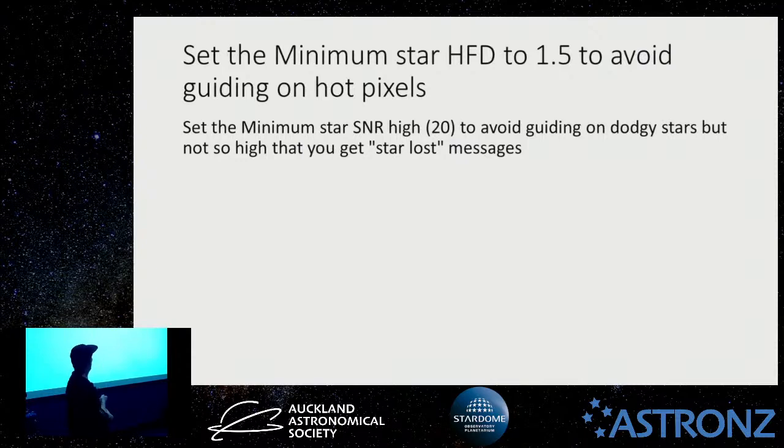Set the minimum star SNR, signal to noise ratio, high to avoid guiding on dodgy stars, but not so high that you get star lost messages. So set it as high as you can without getting lost star messages. So that's a bit of trial and error. When in doubt, set it to 20 or set it to 10 or set it to 5 and don't worry about it. It's not that important.